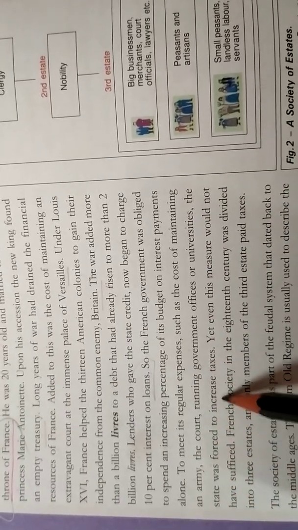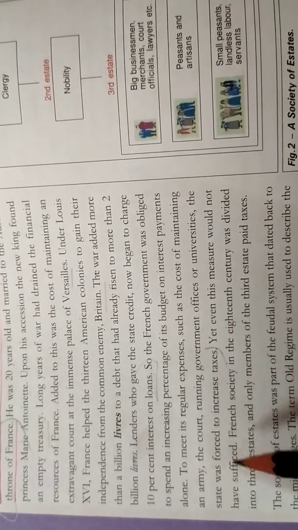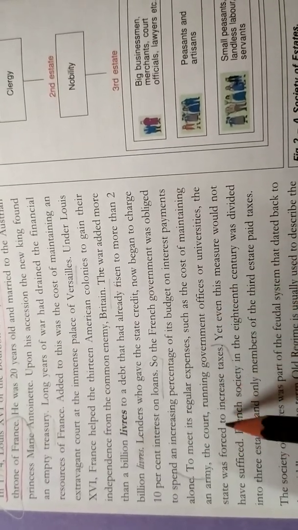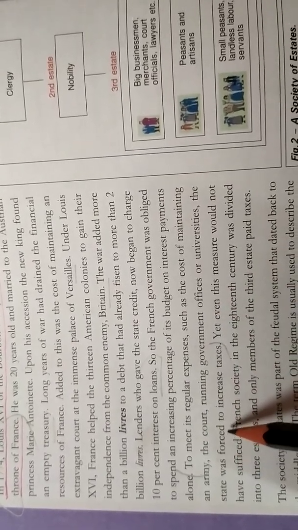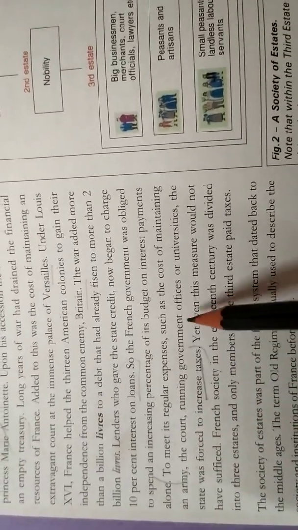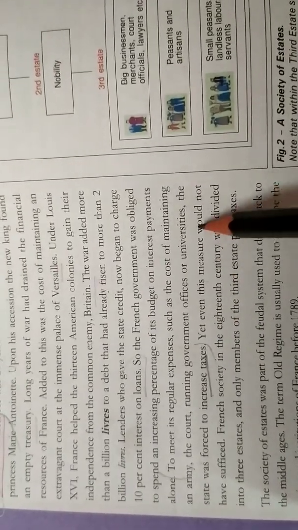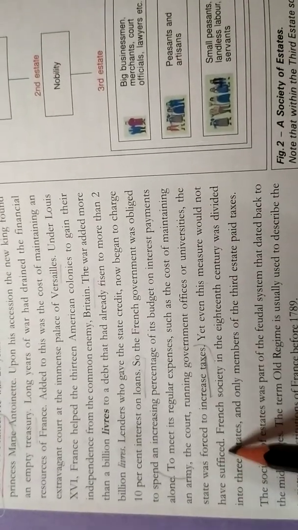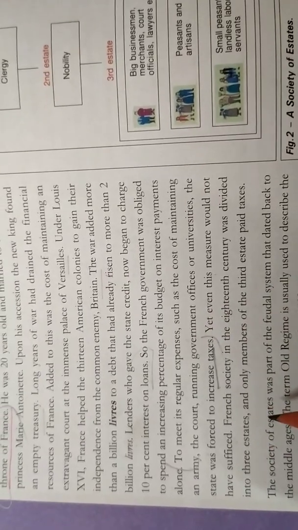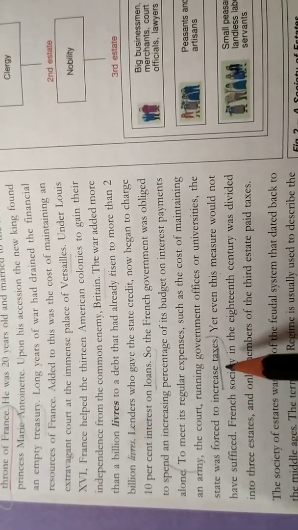The state was forced to increase taxes. So in order to meet the regular expenses of the royal family, the state was forced to increase the taxes on goods and commodities. Yet even these measures would not have sufficed. Even by increasing the taxes, they were still not able to earn a huge amount from them.